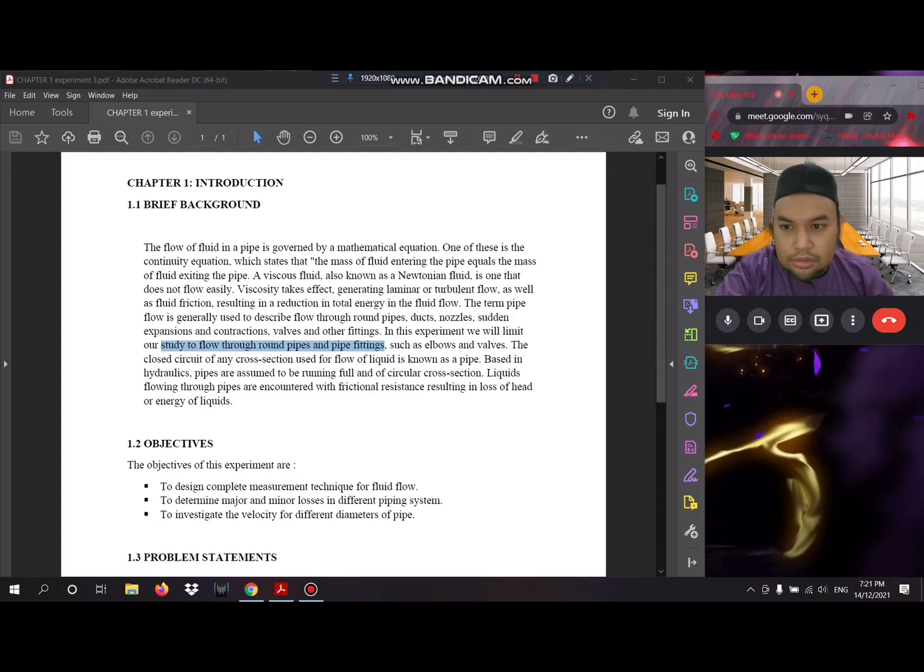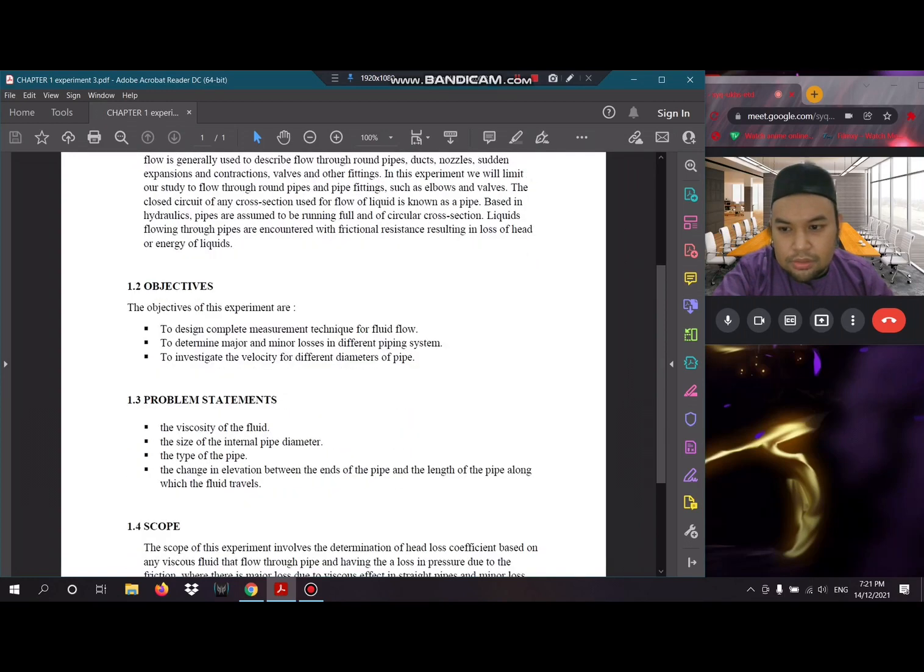Firstly, introduction. For the brief background, the experiment is about the study of flow through and around pipe and pipe fitting. The pipe will go through the elbow and the valve in the closed circuit of the pipe.